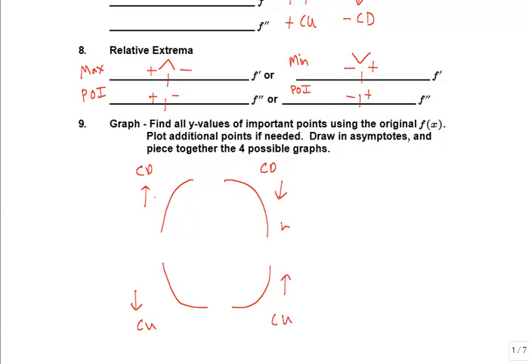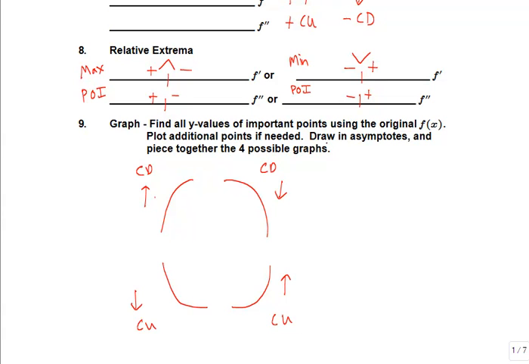So based on your number lines and lining things up, you'll be able to tell which of these 4 pieces you're supposed to use, and you're going to piece them together using all of those critical numbers. And then if you need to, you can plot additional points, and usually I only do that if I'm not real confident about my graph.